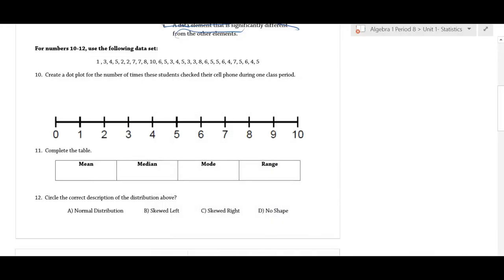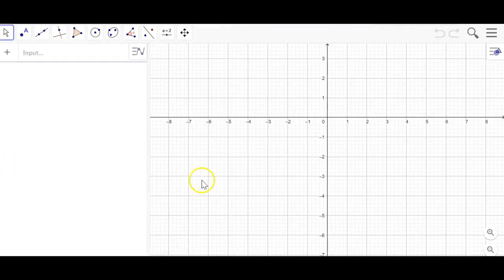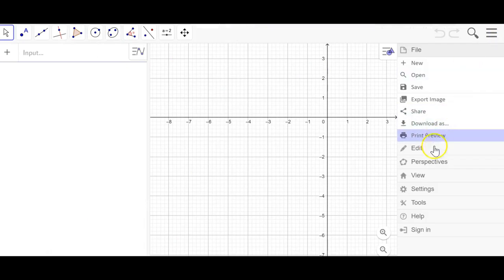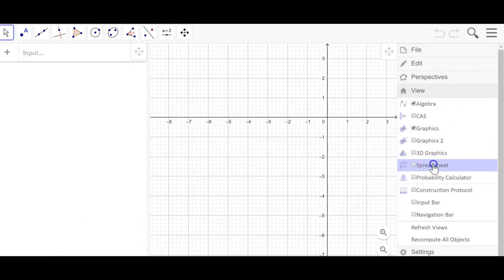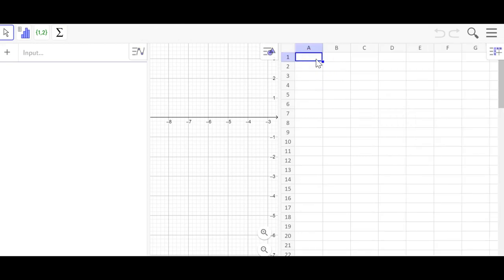I'm just going to freeze this on the board here so I can multitask, and then we'll go back to GeoGebra. By this point, you should be incredibly fluent in doing that. So again, I'm clicking those 3 bars on the right side, going to View, clicking Spreadsheet. So type in all your data. Again, on the paper version, I would suggest going ahead and crossing them out as you go.